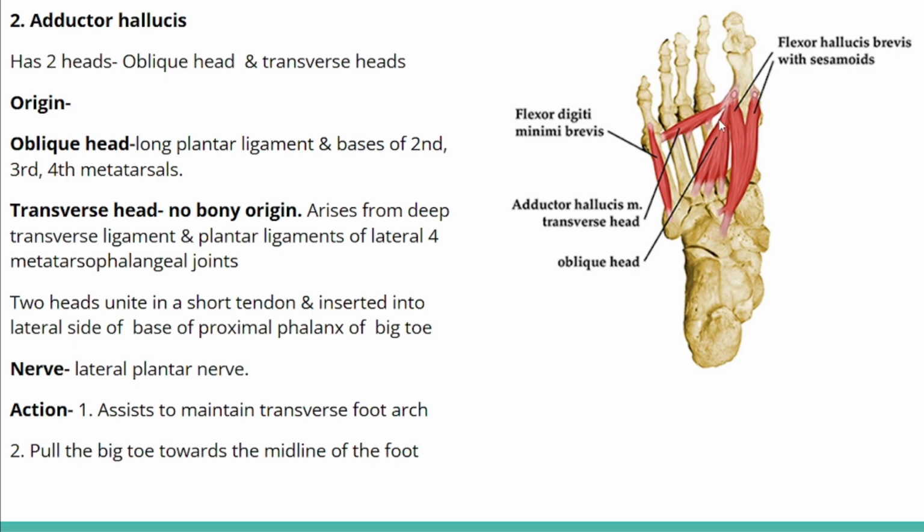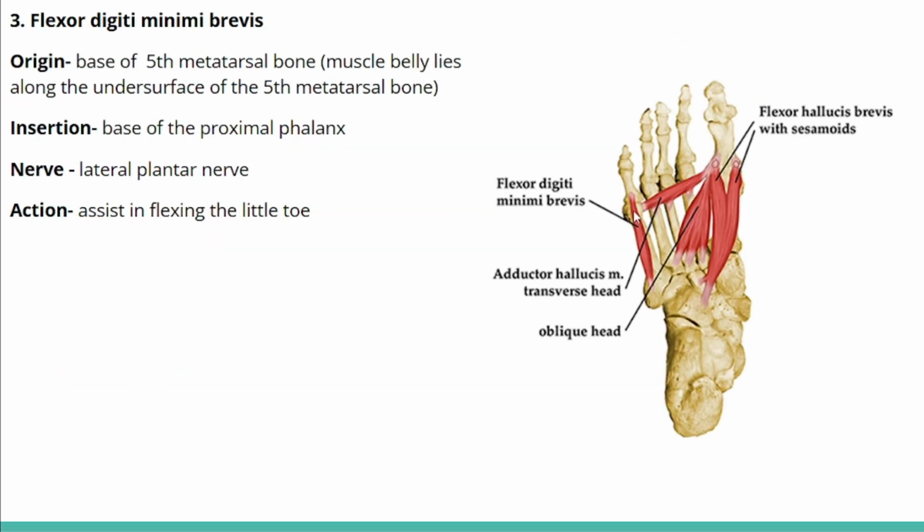It is supplied by the lateral plantar nerve, and this muscle assists to maintain the transverse foot arch and pulls the big toe toward the midline of the foot. Next muscle is flexor digiti minimi brevis. This originates from the base of the fifth metatarsal bone. The muscle belly lies directly underneath the fifth metatarsal bone and inserts into the base of the proximal phalanx. And then again the lateral plantar nerve supplies this muscle and it also assists in flexing the little toe.